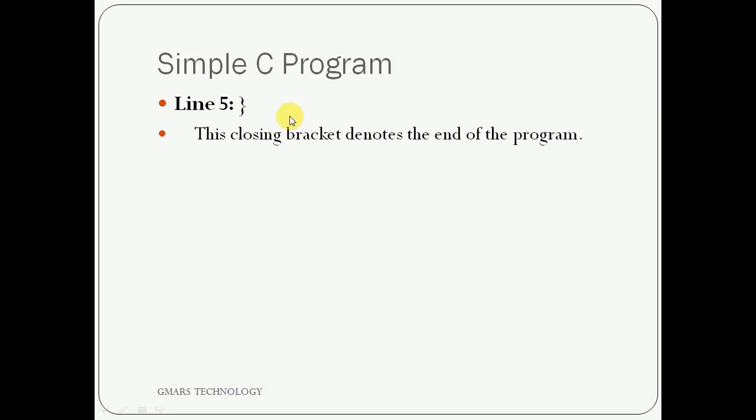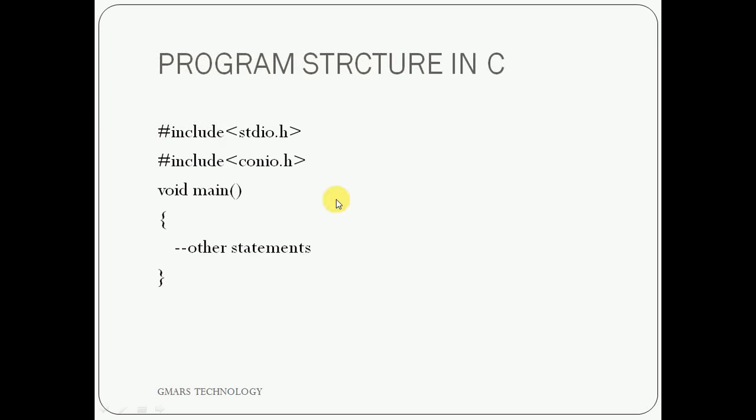Then there is a closing bracket, which denotes the end of the program. So the program structure is like this: first there are header files, and then the main function, and in curly brackets we mention the statements that we want to run in the C program.